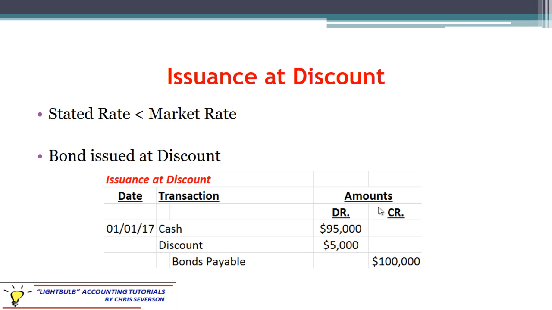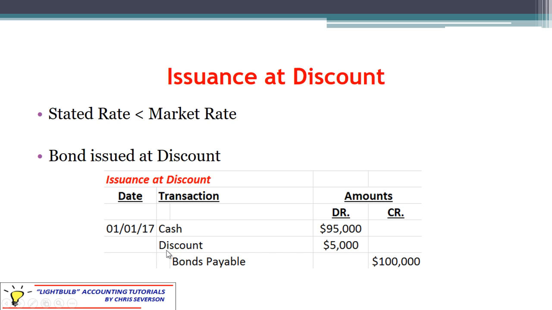But now let's take a look at the example where the bond was issued at a discount. So here is where the stated rate is less than the market rate. In other words, we are paying less than other companies are paying on average. So what we have to do here is we're debiting cash for a smaller amount than what the face value of the bond is, because we're not receiving the full amount. In this example, we only have $95,000 of cash coming in. So we're debiting cash for that. We're going to credit bonds payable for $100,000 because that's the face value. That is what will be owed in the future. But we're $5,000 short on the debit side.